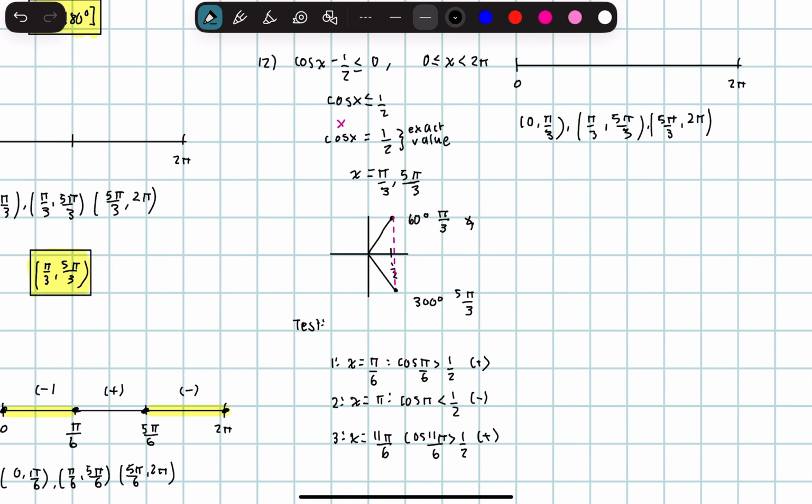So now you can just label on here. It doesn't even matter, the pi over 3 values are kind of arbitrary. Positive, that's going to be negative, and that's going to be positive. Now we want our solution, which is negative, and it is inclusive of boundaries.